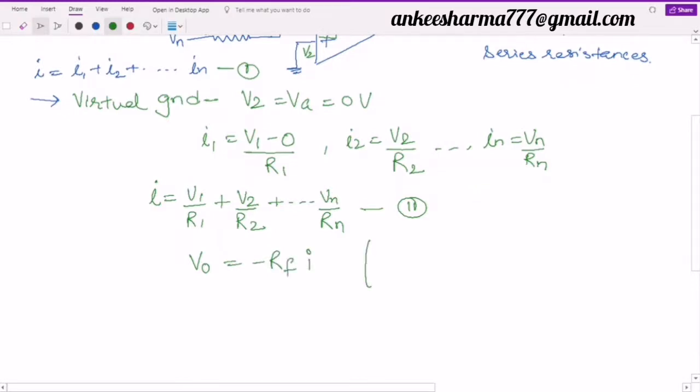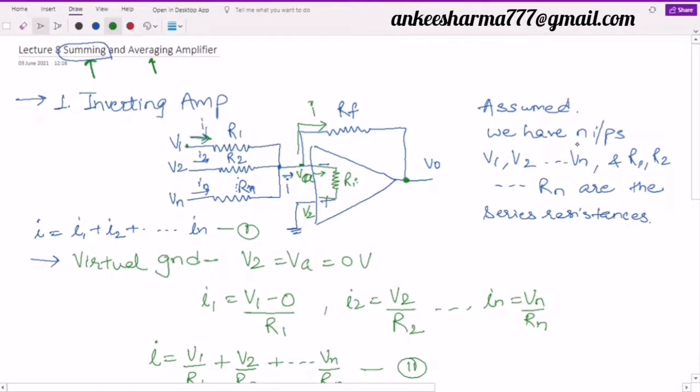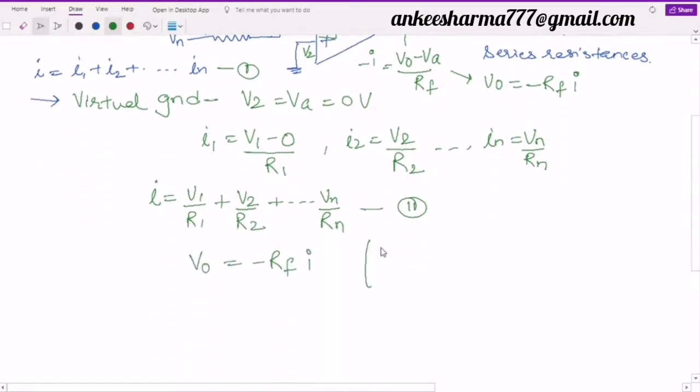Where did this come from? By simple KCL, if we apply KCL at this V0 point, and if I take the direction of the current opposite, so if this is the direction, then I will say it is minus I. Then I will say higher voltage is V0, lower voltage is VA divided by the resistance RF. It must be equal to minus of I. Or from here I will substitute the value of VA equal to 0 and I will say that my V0 is equal to minus RF into I. So this is the value that I have written directly, minus RF into I, right?